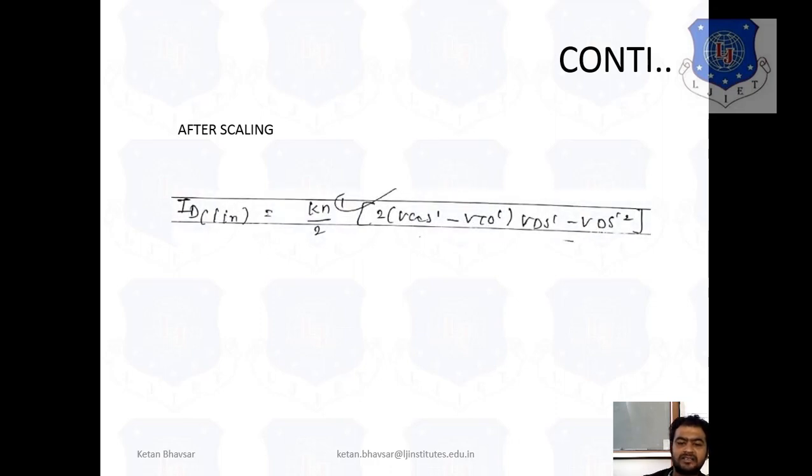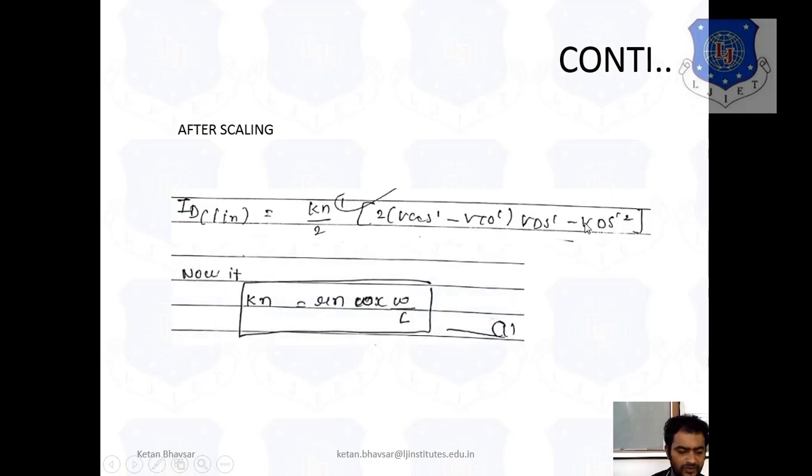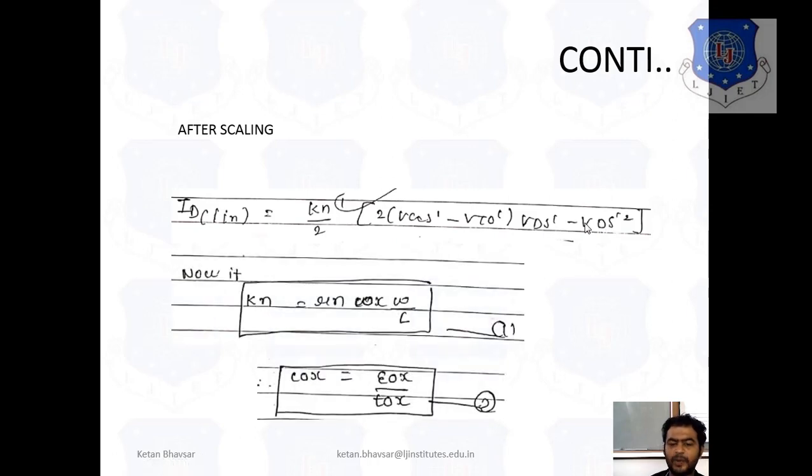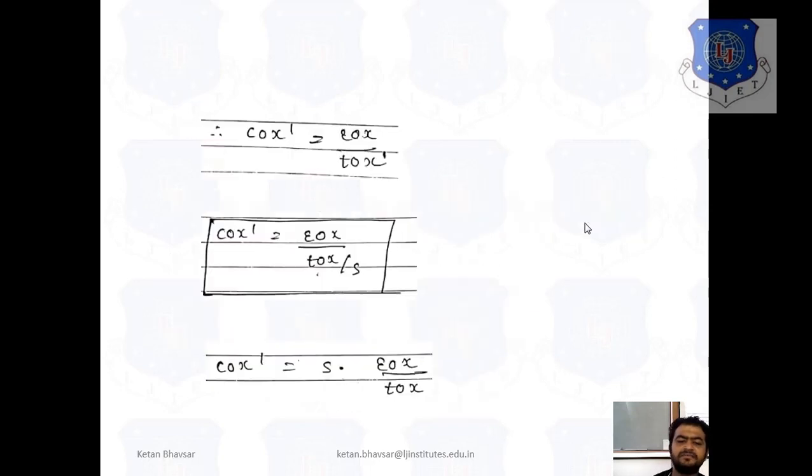So after the scaling factor, it looks like this. Instead of Kn we put Kn dash, instead of VGS we put VGS dash, instead of VTO we put VTO dash, and VDS is equal to VDS dash and VDS dash square. As you can see, Cox is equal to EOX upon TOX. This one is a standard equation that we already saw.